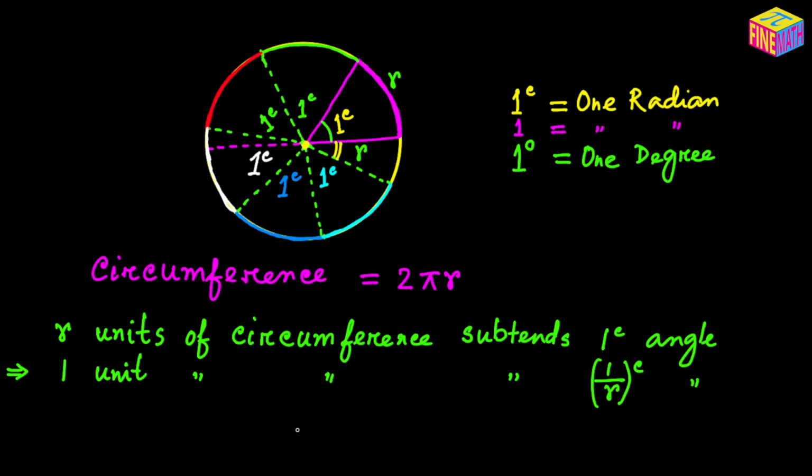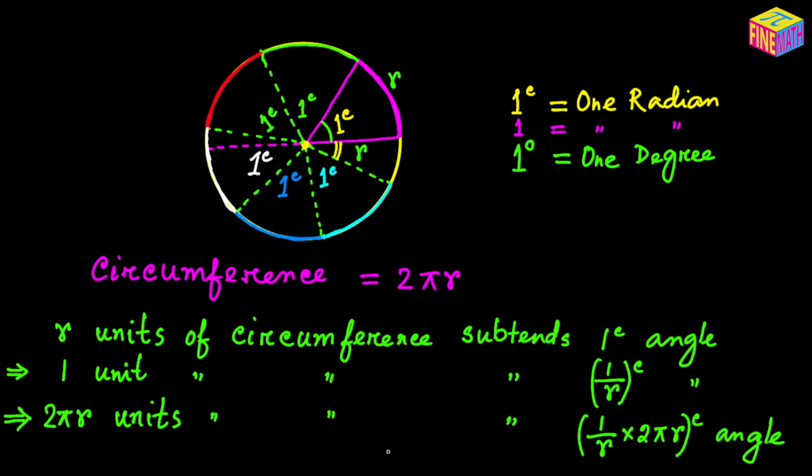And then now we want to say, how much angle would be subtended by an arc of length 2 pi r? That means the entire circumference, that means the entire circle. So now we are going to find out how many radians would be subtended at the center by the entire circle, by the complete circumference. So now using the same unitary method, 2 pi r of circumference would subtend whatever angle. So let's see that.